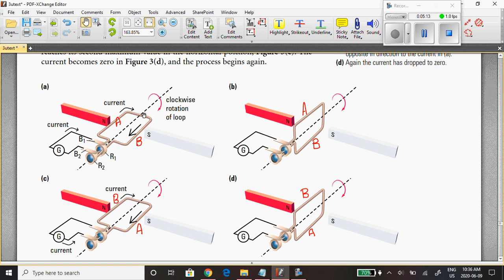Here's the direction of the current. Then side A moves to the top. There's no magnetic field there. Side B moves to the bottom. There's no magnetic field there. So there's no current being produced.